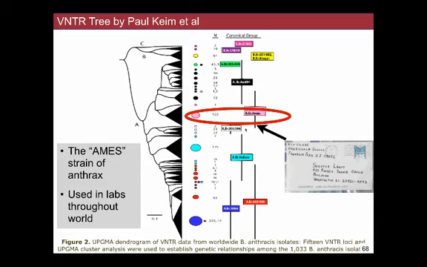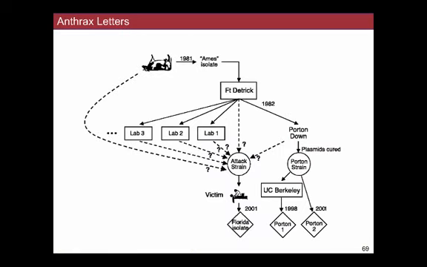So what this told people was that whoever put the anthrax in the letters had access to this particular strain of anthrax, known as the Ames strain, used in labs throughout the world. It wasn't someone going out and collecting anthrax from a field and growing it up. They somehow got access to this laboratory strain of anthrax.